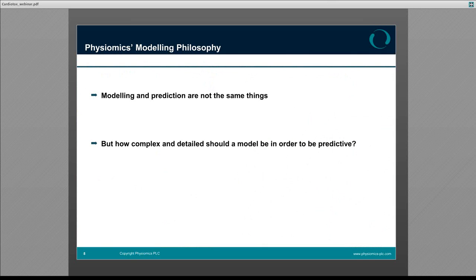So, a brief overview of our modelling philosophy. For us, modelling and prediction are not the same thing. Modelling is primarily a tool for inference, and as we all know, inference and prediction are two very different things. But somehow we can use models to make predictions, so the models can be predictive. But how complex and detailed should a model be in order to be predictive?